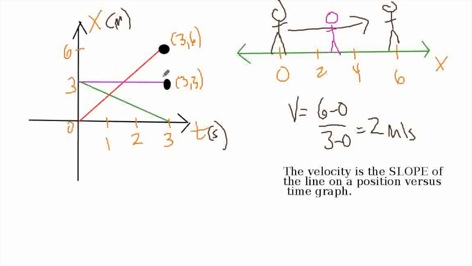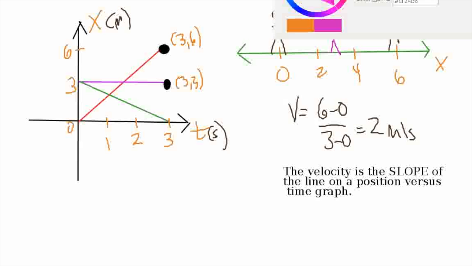And then the green is somebody that went from x equals 3 to x equals 0. So let's see if we could draw that one.